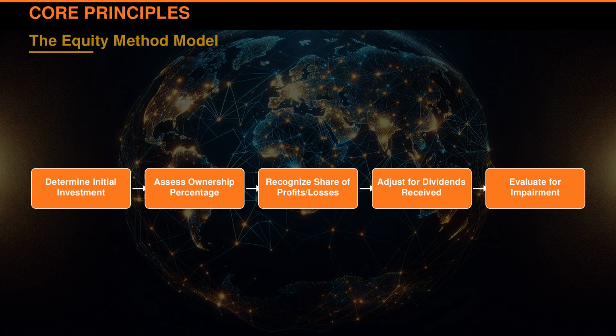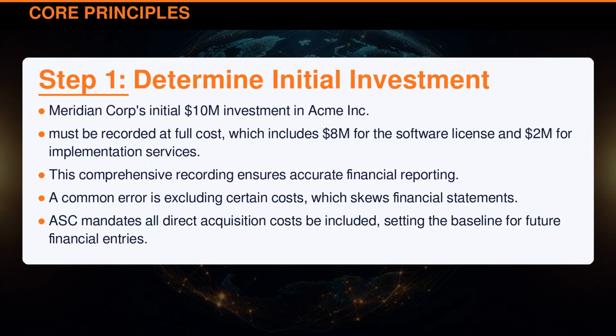Meridian Corporation's initial $10 million investment in Acme Incorporated must be recorded at full cost, which includes $8 million for the software license and $2 million for implementation services. This comprehensive recording ensures accurate financial reporting. A common error is excluding certain costs, which skews financial statements. ASC mandates all direct acquisition costs be included, setting the baseline for future financial entries.